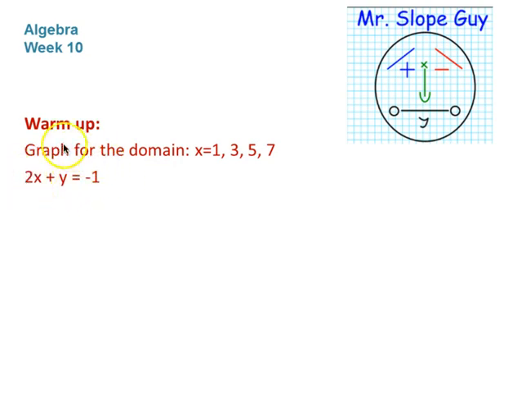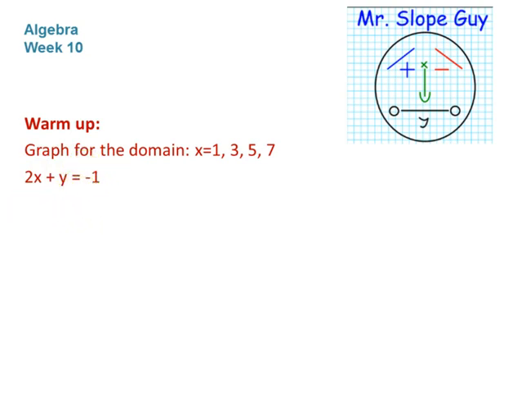So how do we know what the corresponding y values are? Well, look further down. It says graph for the domain when x equals 1, 3, 5, and 7. And then here is our function that we're going to use to plug in our x values and find our corresponding y values. Well, look where y is located, right smack in the middle here. We've got 2x plus y equals -1. So if we plug in x equals 1 for x, it's going to be kind of hard to figure out what our y value is with the way the equation is currently set up.